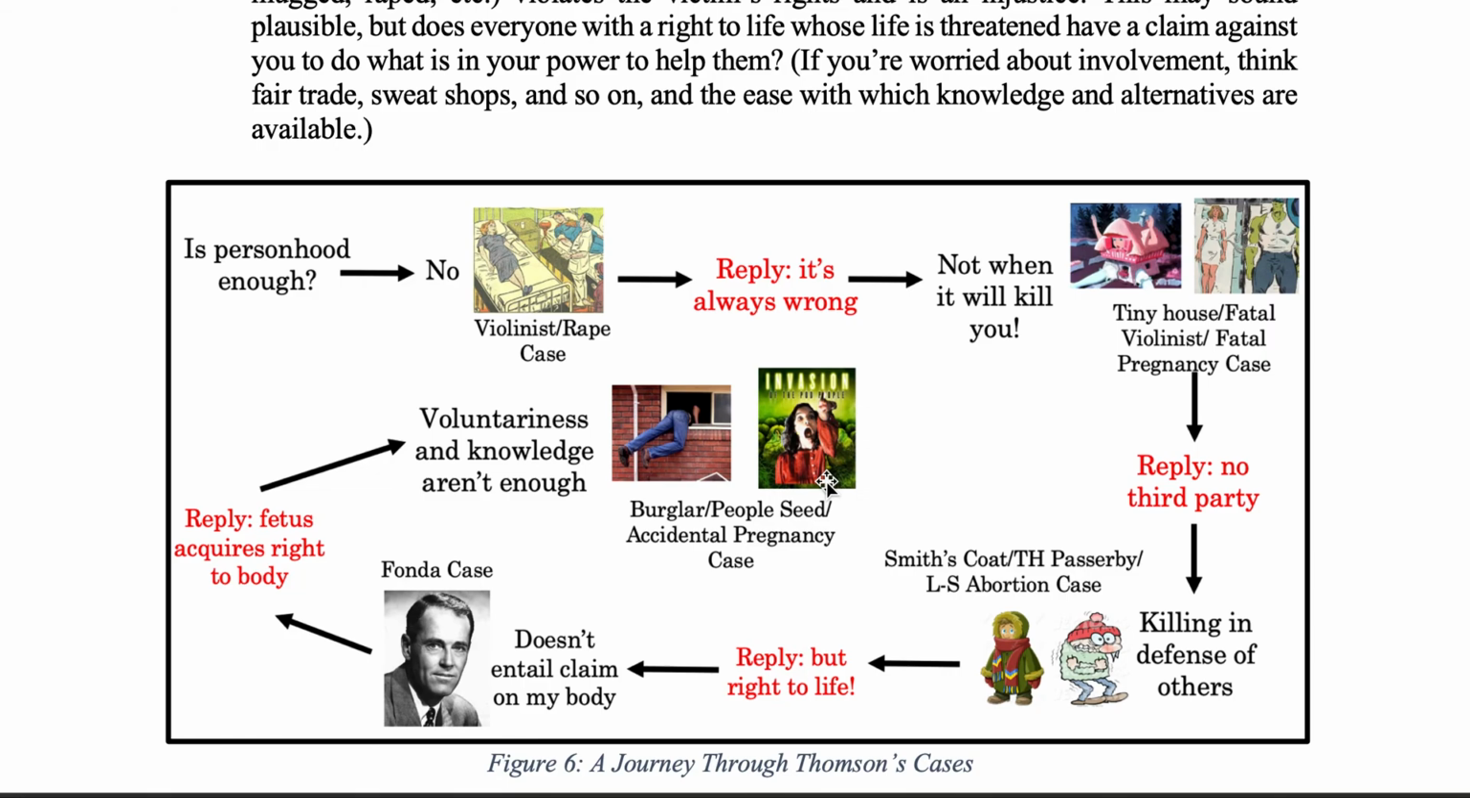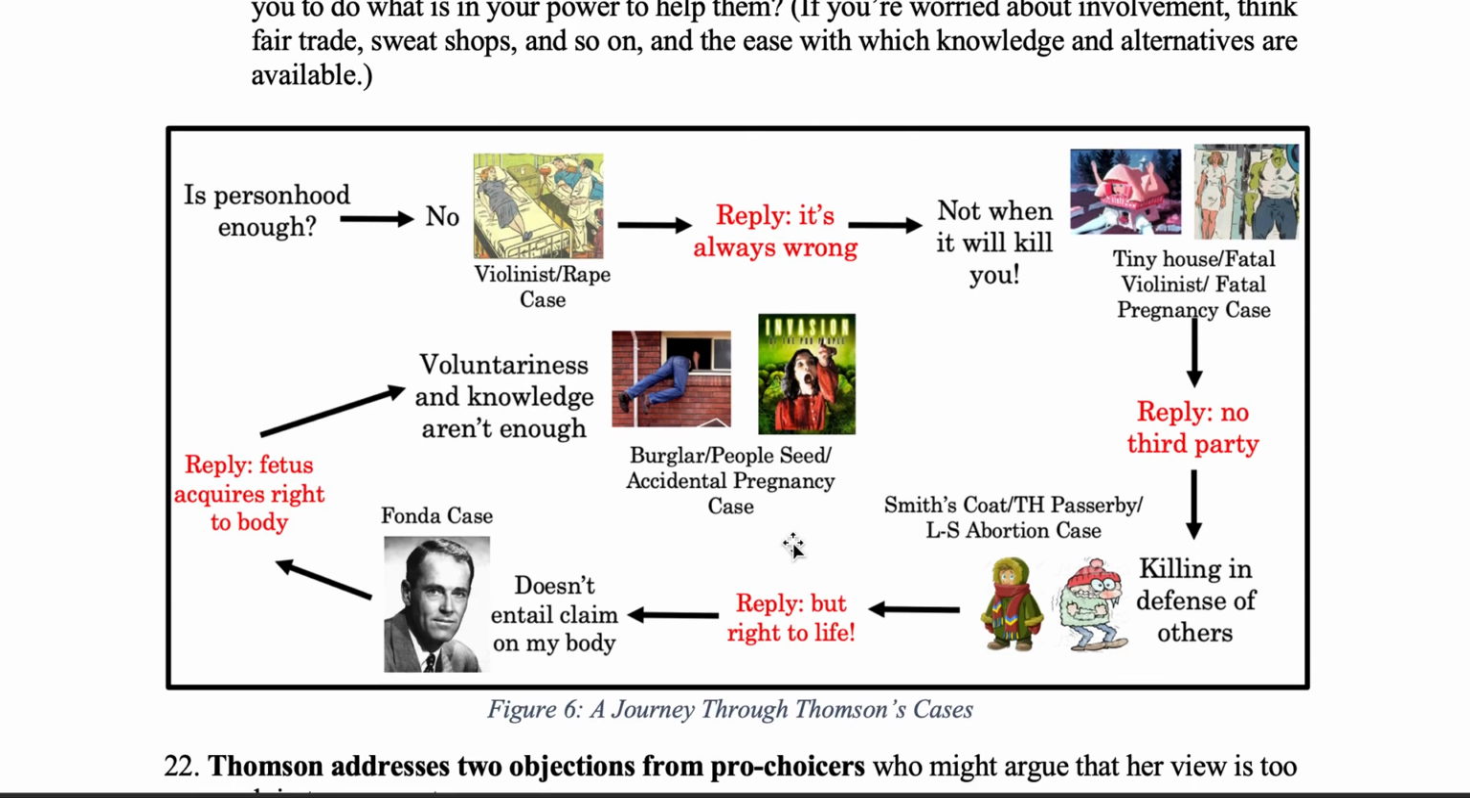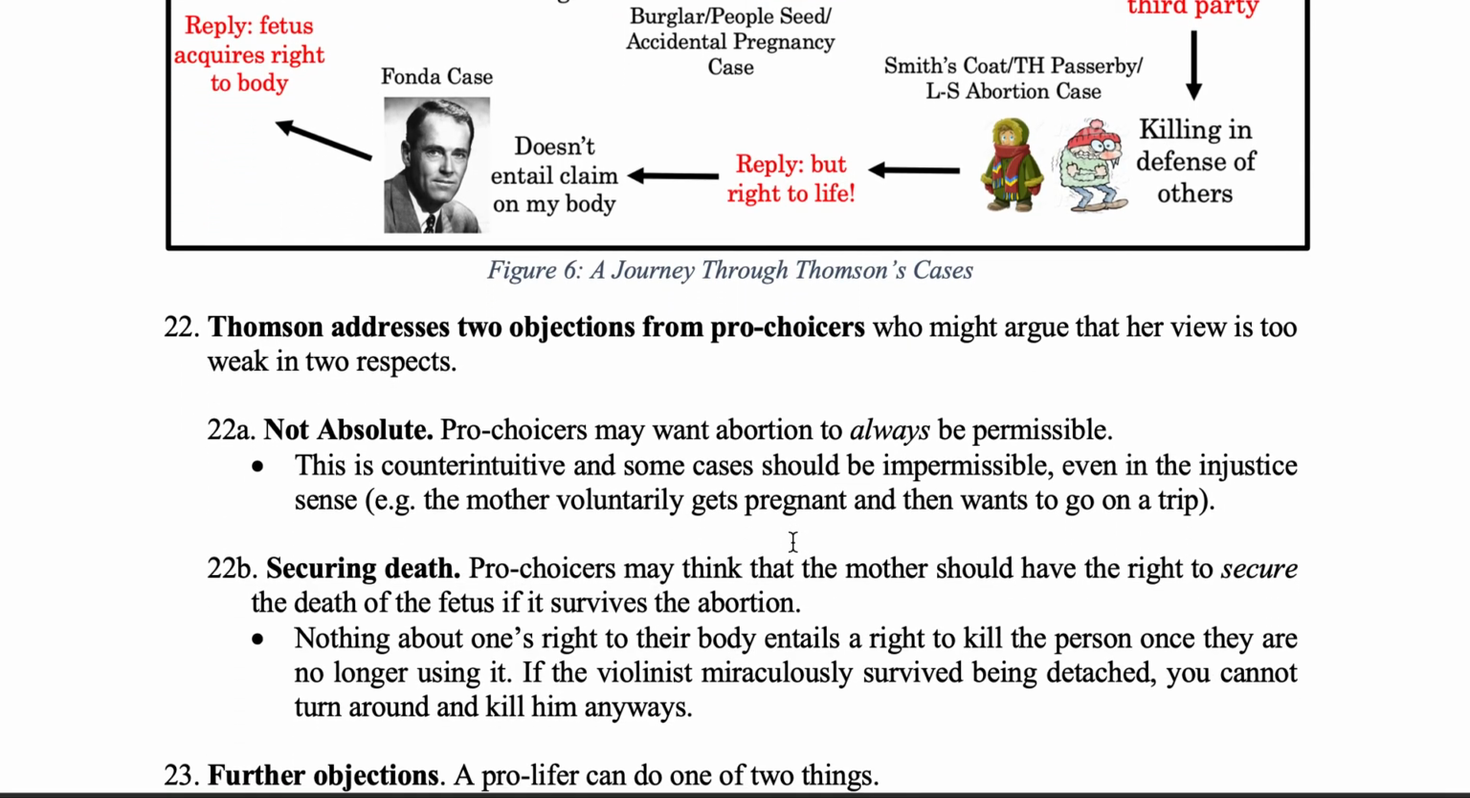And so the knowingness, the knowledge, the voluntariness, that's not going to be enough to say that the mother has granted a fetus a right to her body. Okay, so knowledge and voluntariness are not enough to justify the fact that the fetus has a right to the body. That's not enough. Okay, so now Thomson addresses two objections at the end.